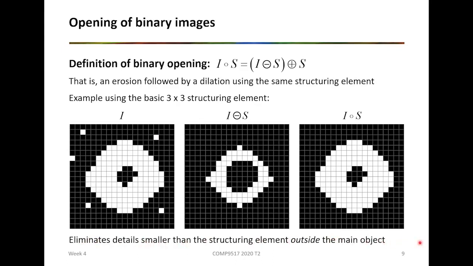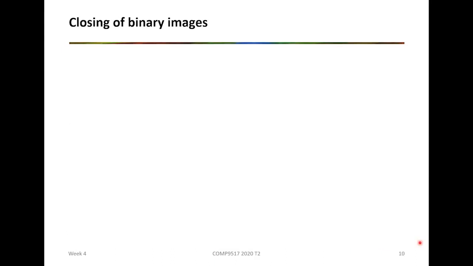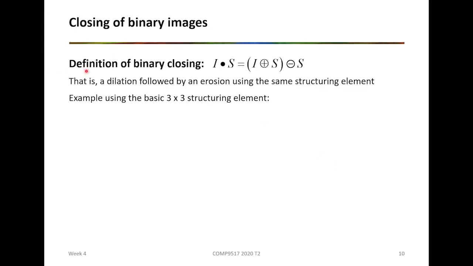That's opening, and now you can guess what is going to be the next operator we're going to discuss. That is closing. Closing of binary images. It's denoted like this, a closed circle. So the closing of image I with structuring element S is defined exactly as the opposite of opening. It's first a dilation and then an erosion.